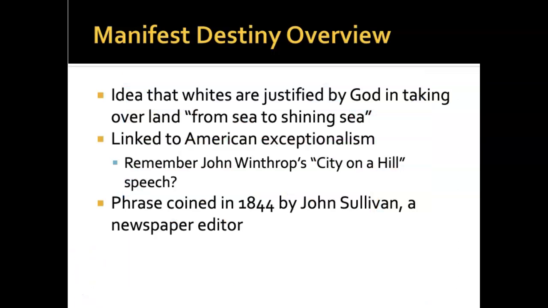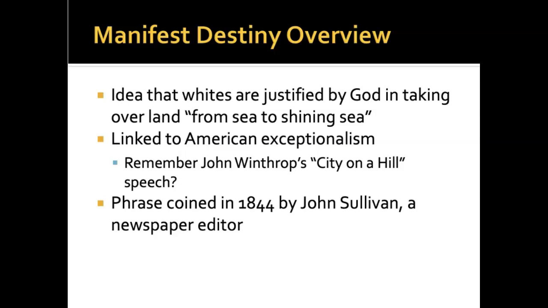Okay, so just to back up a little bit, this term Manifest Destiny, where does it come from? It was a phrase that was coined in 1844 by this newspaper editor, John Sullivan. And basically, oh no, hold on. Sorry, that was my dog barking. Anyway, it was this idea that it was the God-given right given to Americans to basically acquire all of the land from sea to shining sea. The idea that whites are justified by God in taking the land.